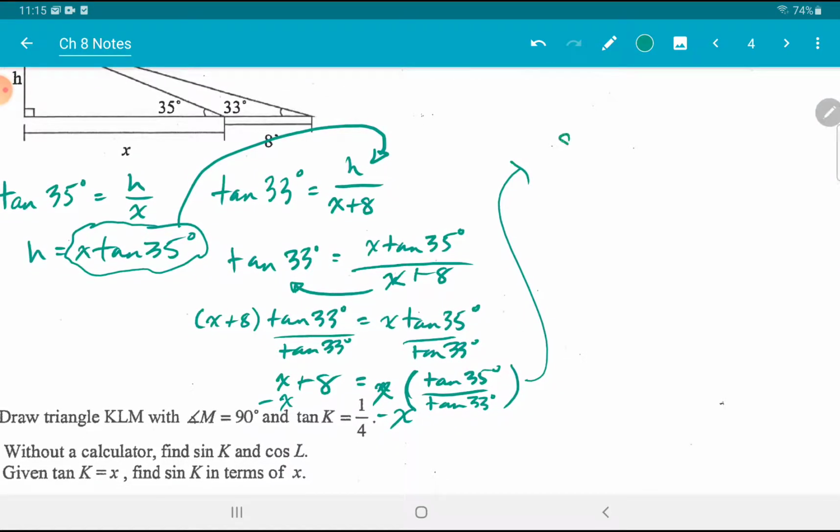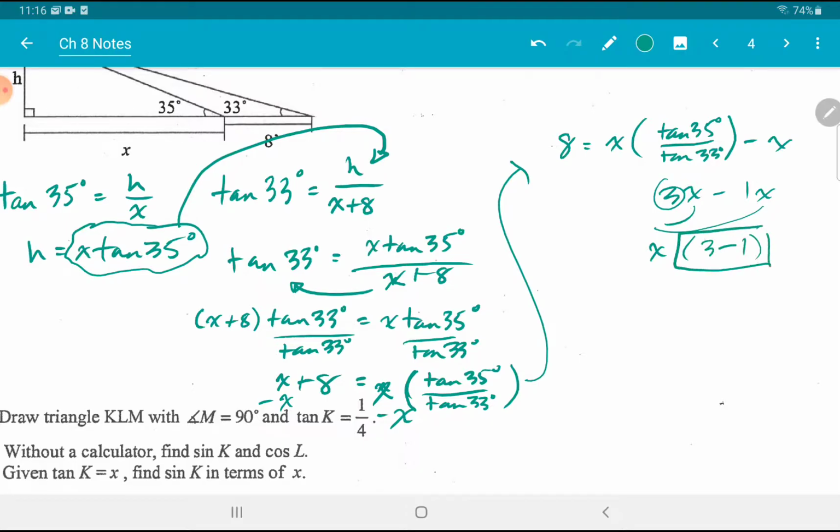And so what we have now is 8 is equal to x tangent 35 degrees over tangent 33 degrees minus x. If this is a number, a coefficient, it's almost like saying 3x minus 1x, something like that. Of course it's not 3, but that's the idea. So I could make my life easier and just factor out the x, and maybe this can just become our coefficient. It's just a number. So let's go ahead and do that.